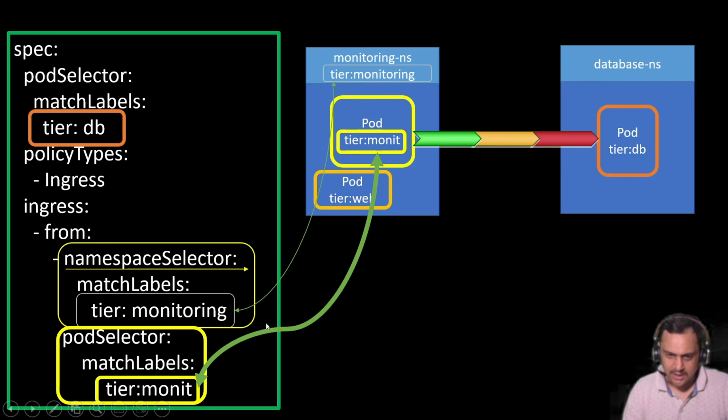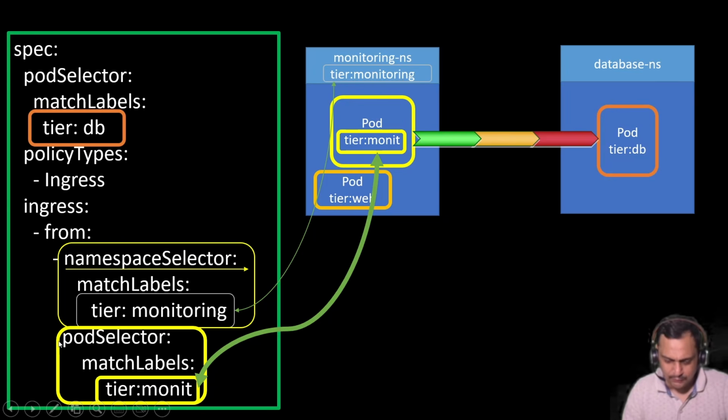It means that it will select tier equal to monet pods and it will drop the traffic coming from pods with tier equal to web. Why? Because here we have mentioned the pod selector. You can read this rule like this: the namespace selector should be tier equal to monitoring, that is here, and then the next check is that this pod should have label tier equal to monet. If we have not mentioned this, then it will allow all the pods.